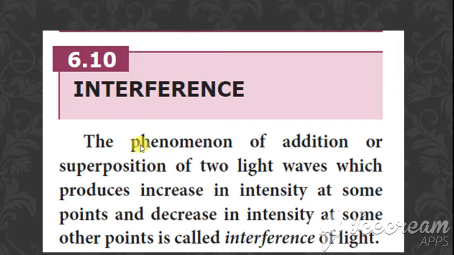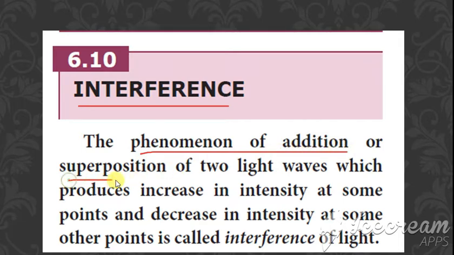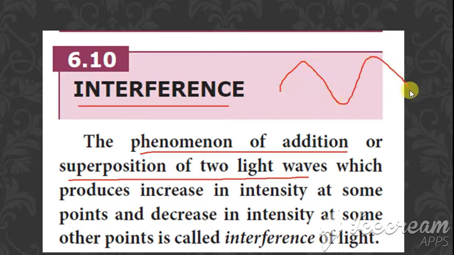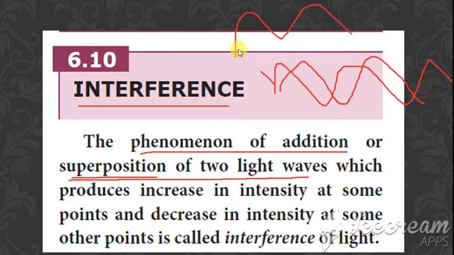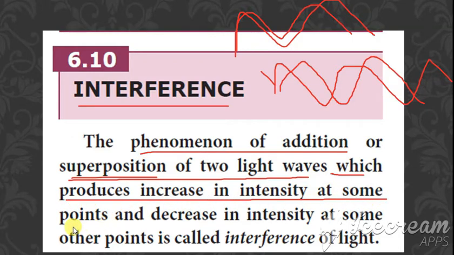Next concept we are going to see is about interference. What is meant by interference is the phenomenon of addition or the superposition of two light waves. When you consider two light waves and just add them, superposition is one over the other. Superposition of light waves produces an increase in intensity at some points.